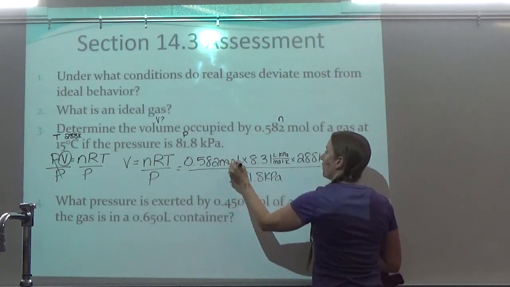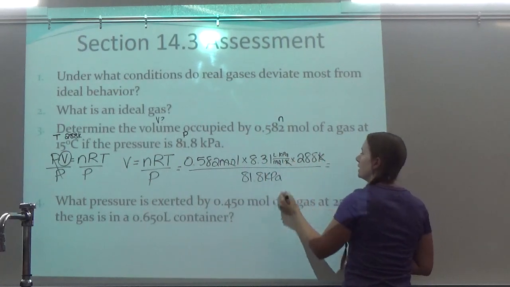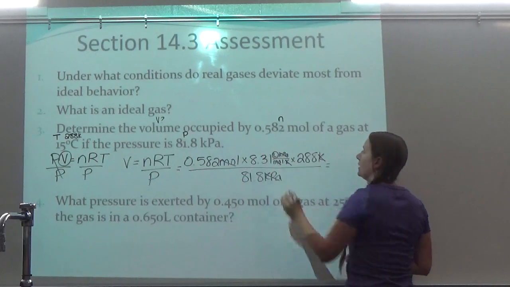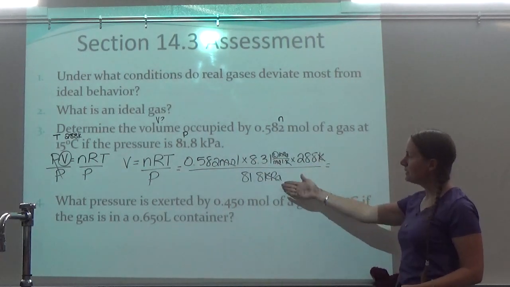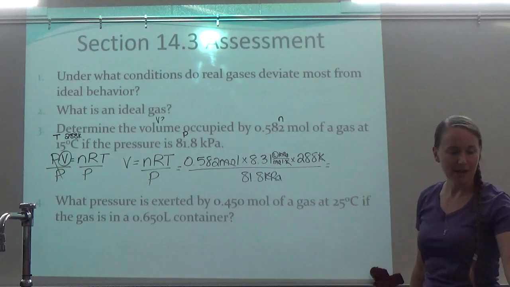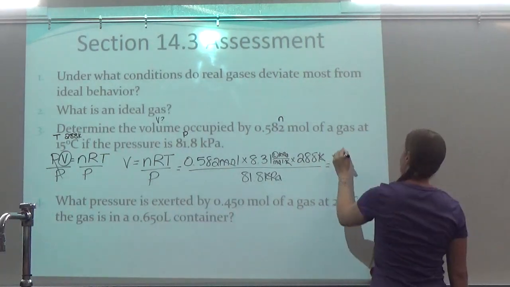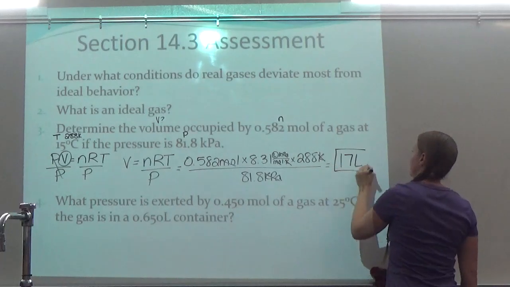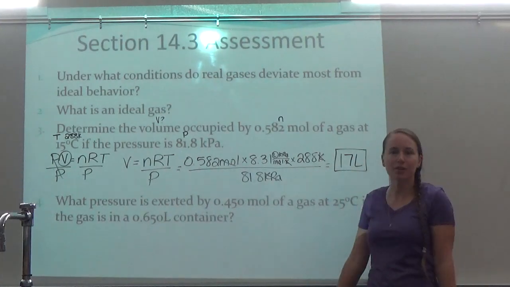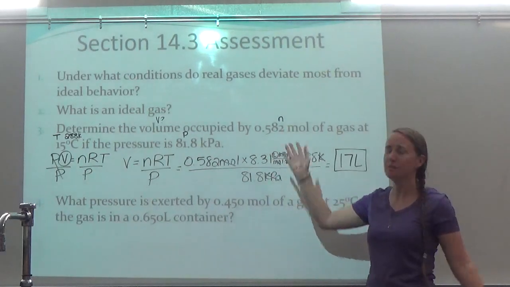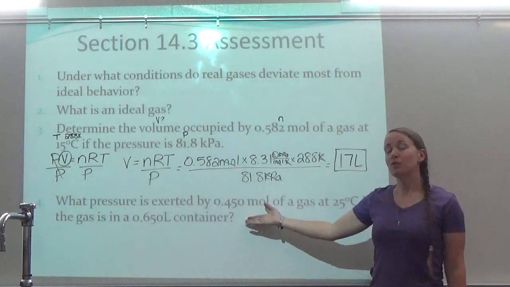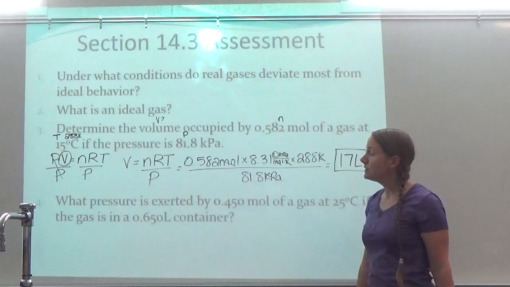So if you look, my moles cancel, my Kelvin cancels, my kilopascals cancel, and I'm left with liters. So then I just multiply across the top and divide by 81.8, and I end up getting about 17 liters. And that's it. So see, they aren't all that hard. And if anything, then you don't have to worry about the 1s and 2s and mixing them up. Alright, so number 4, if you haven't tried it, pause it and try this one, and we'll look at it together.